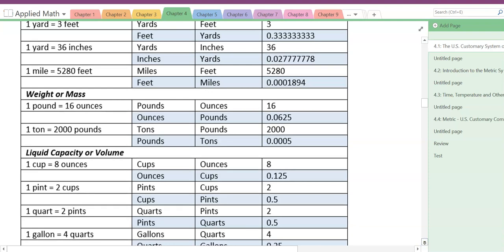So if we were going from pints to cups, right here, I would multiply by 2. If I was going cups to pints instead, I multiply by half, because that would be 1 over 2, so 0.5.